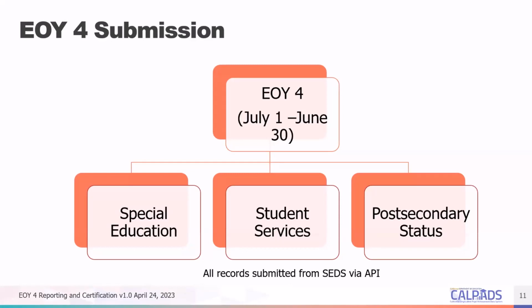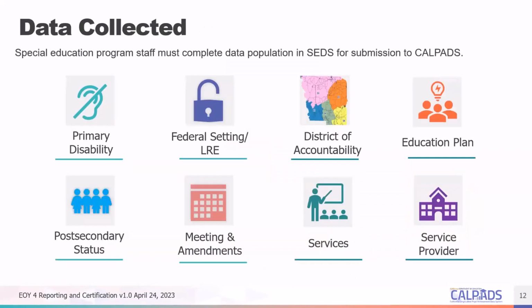All this information is expected to come from your SED system directly via API. And it's been that way since the inception of Students with Disabilities data reporting. Data collected is the same as it has been in years past. We want to know the student's primary disability, their federal setting, the district of accountability, the education plan, post-secondary status, meetings and amendments, services and services provided, just to name some of the key data collected.